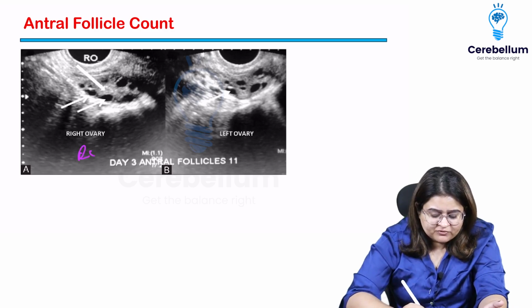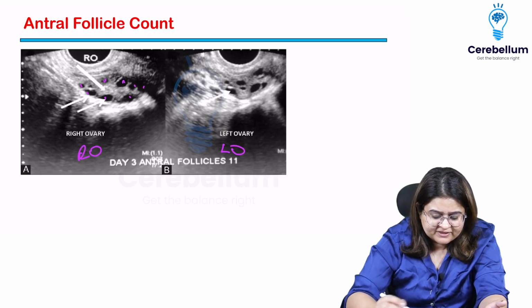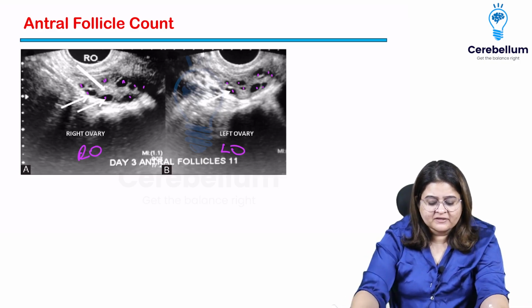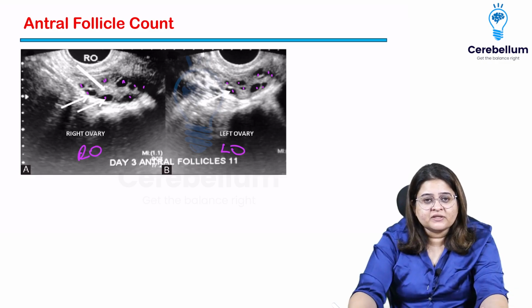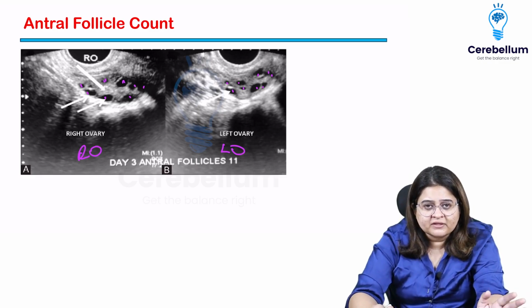This is how the antral follicle count is done. You check the right ovary on the scan, the left ovary on the scan, and count how many follicles you see. So I can see 1, 2, 3, 4, 5, 6, 7, 8. Here I can see 1, 2, 3, 4, 5, 6, 7, 8. So 8 in each ovary, 16 follicles, which is a good antral follicle count.